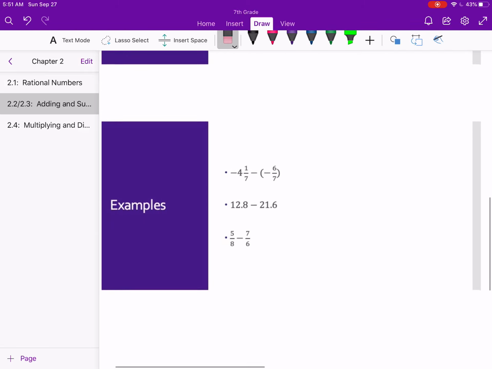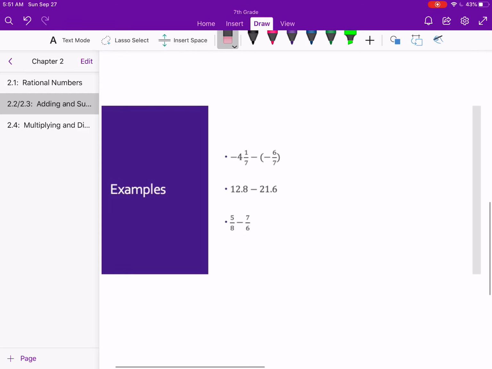Alright, so subtraction, the same rules are going to apply that they did with integers. So remember, subtracting a negative is like adding a positive. So we have -4 1/7 plus 6/7.